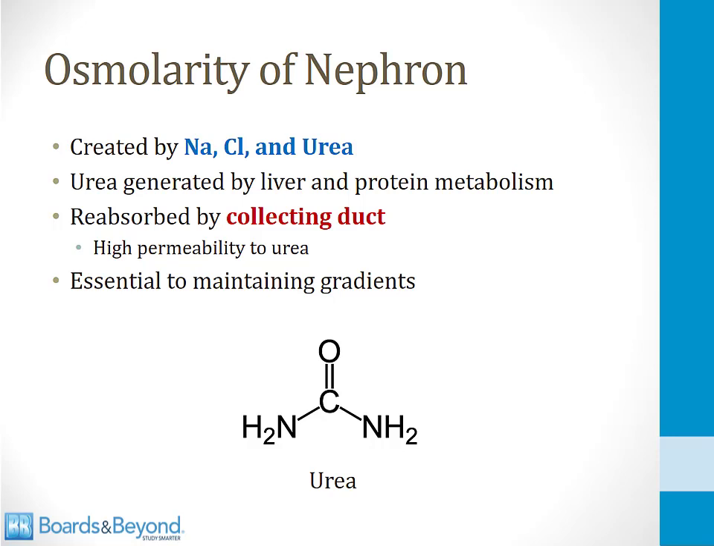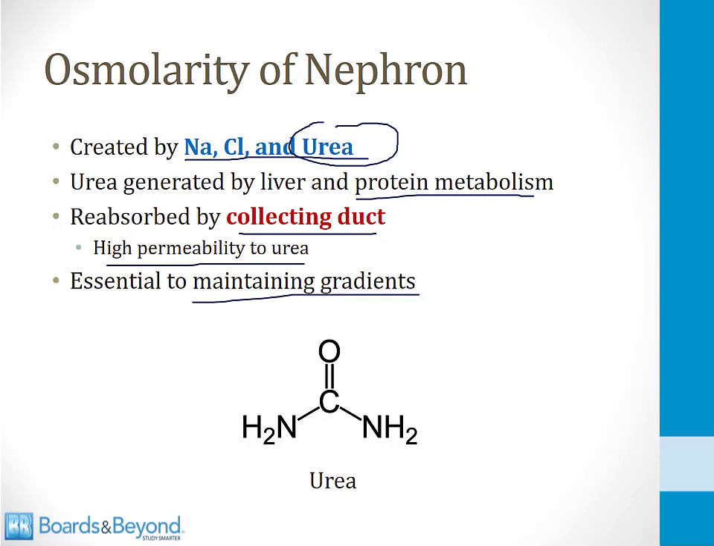The solutes responsible for that osmolarity are sodium, chloride, and also urea. Urea has a very important role to play in the kidneys in terms of maintaining a high osmolarity in the medulla. Urea is generated in the liver by protein metabolism, and I talk about the urea cycle in the biochemistry section. It then travels from the liver to the kidneys where it's reabsorbed by the collecting duct. The collecting duct has a very high permeability to urea, and I'll talk more about how this works later. And then that urea settles into the medulla in the interstitium, and that's essential for maintaining those osmotic gradients.